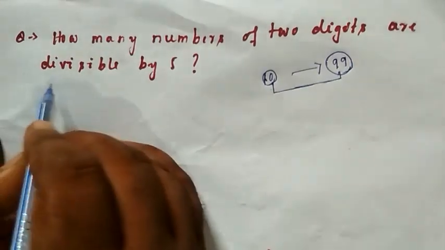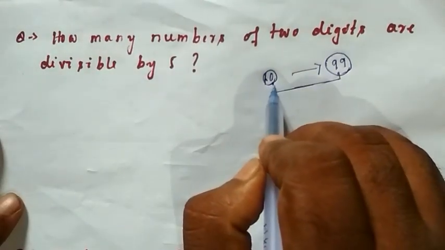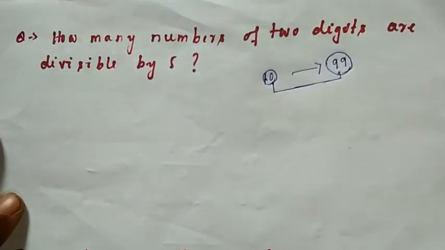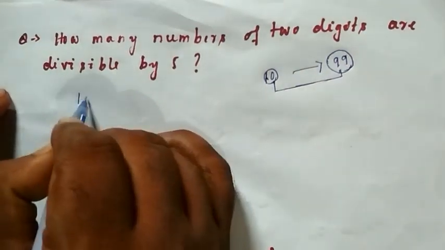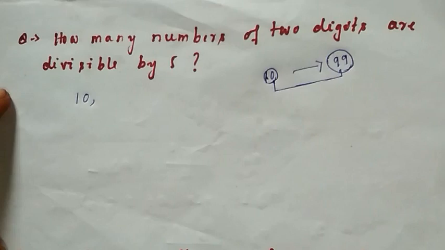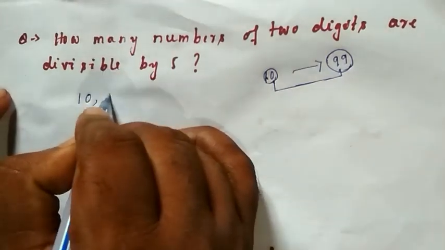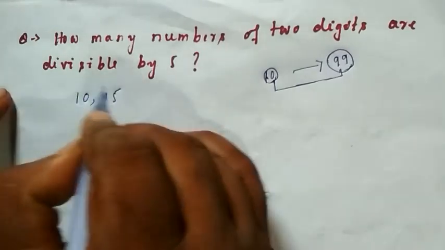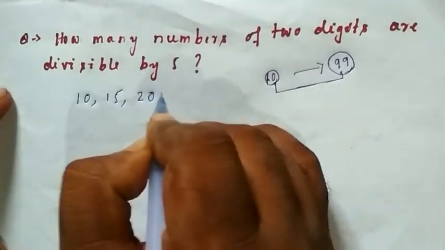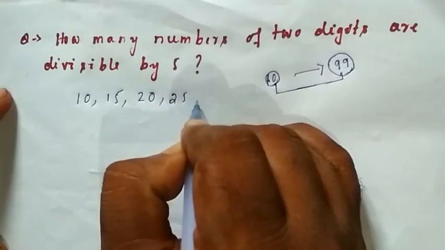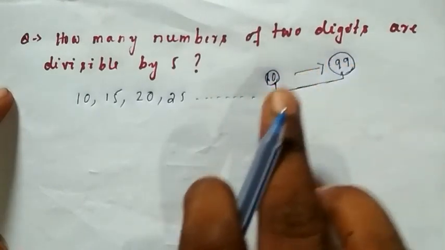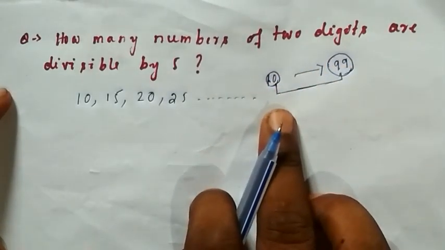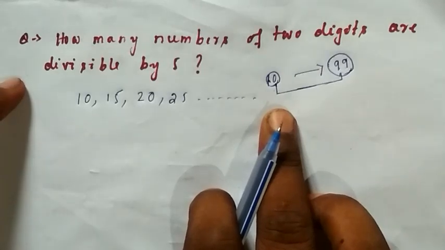Listen. First we will check, from 10 to 99, how many numbers are divisible by 5. The first number will be 10. 10 is divisible by 5, 5 2s are 10. Second number will be 15. How? You add 5 and go. Third number will be 20. Fourth number will be 25. If you move like that, don't write all the numbers from 10 to 99 that are divisible by 5. It will take a long time to calculate. So using the arithmetic concept, you can calculate very easily.